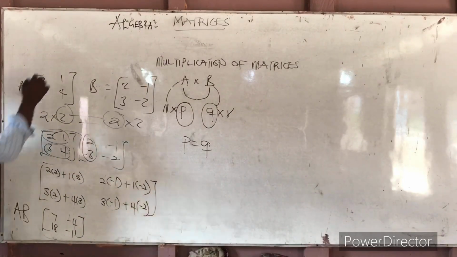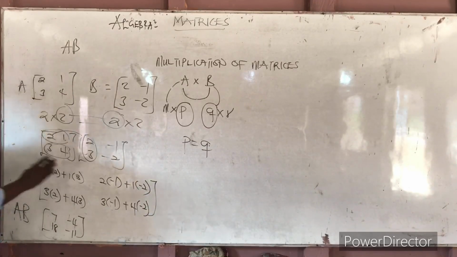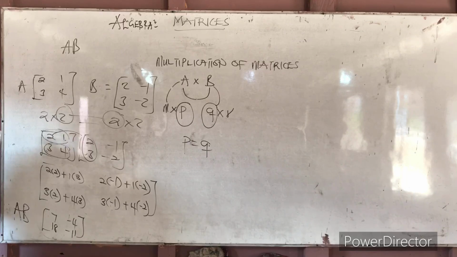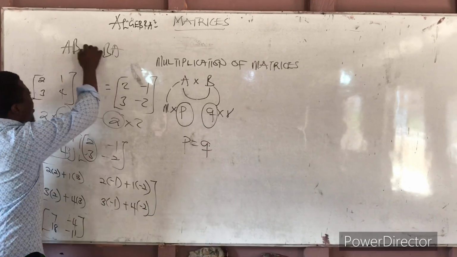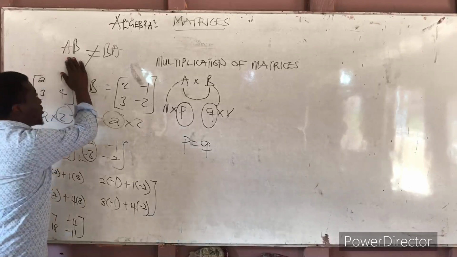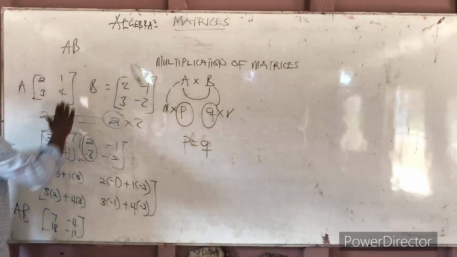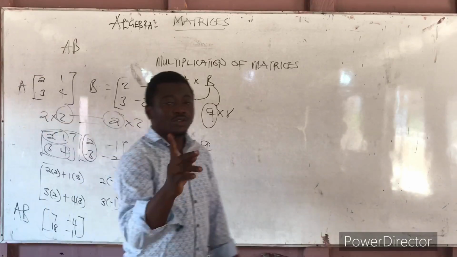But mind you, if they say multiply A to B, make sure you do it according to the order given to you. Because if you turn it and do BA, BA is never equal to AB. So if they say do AB, make sure you do AB, you don't do BA, because matrix multiplication is not commutative.